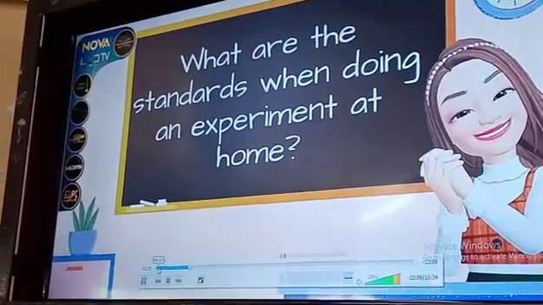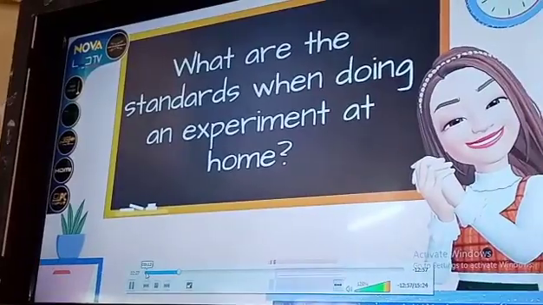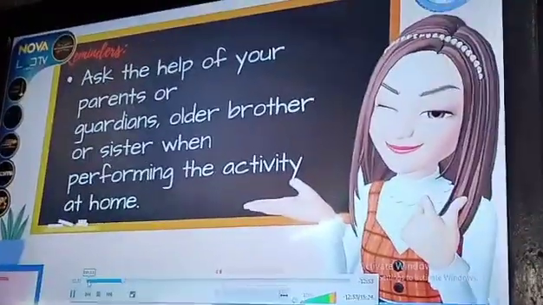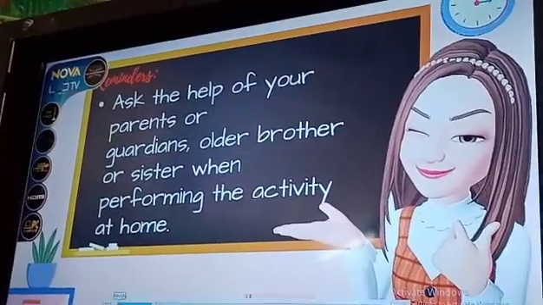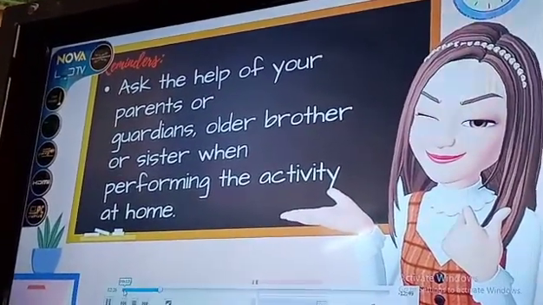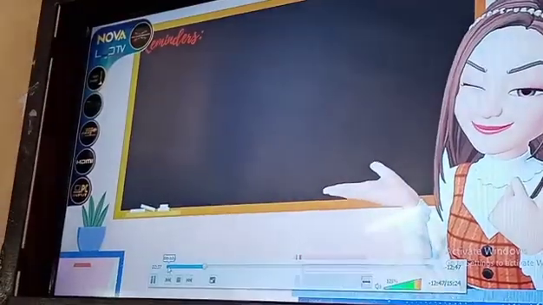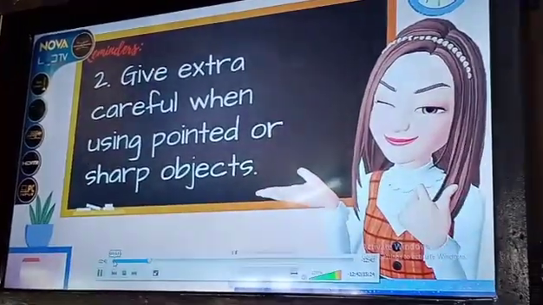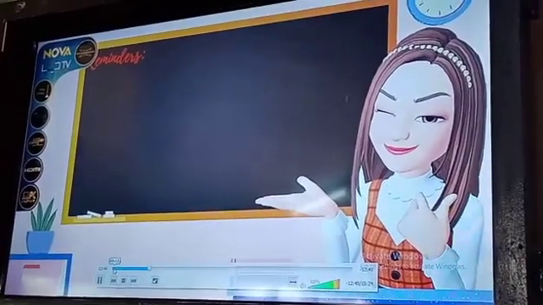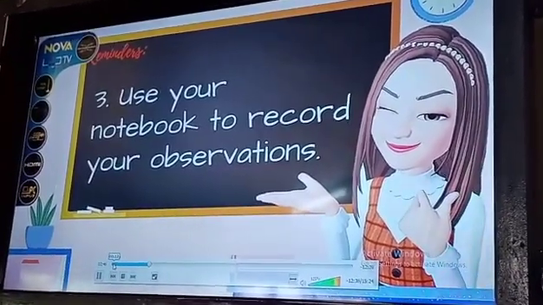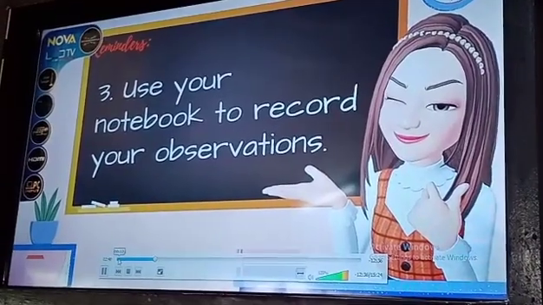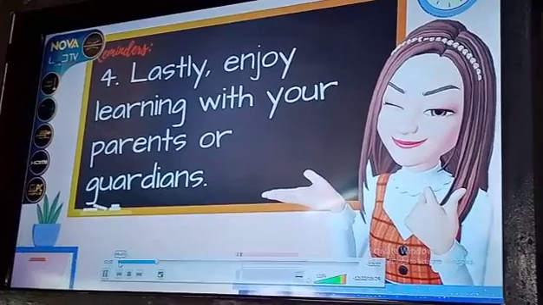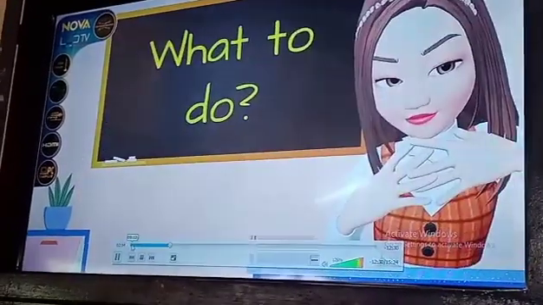What are the standards when doing an experiment at home? Reminders: Ask the help of your parents or guardians, older brother or sister when performing the activity at home. Be extra careful when using pointed or sharp objects. Use your notebook to record your observations. Lastly, enjoy learning with your parents or guardians.